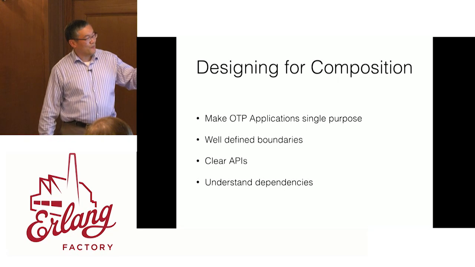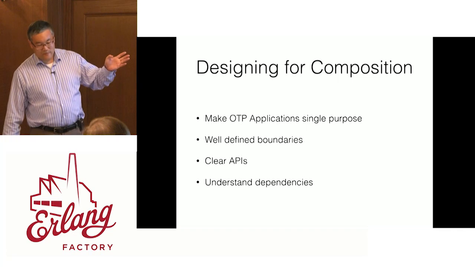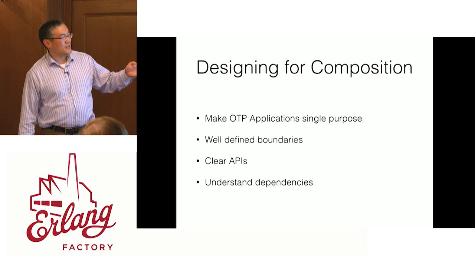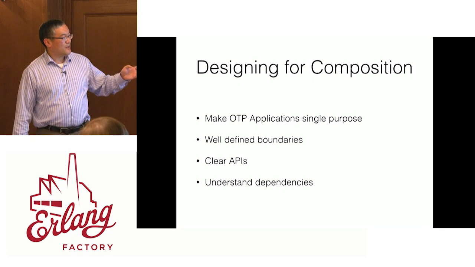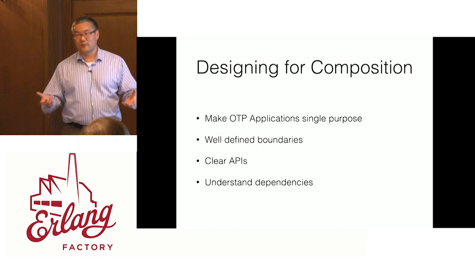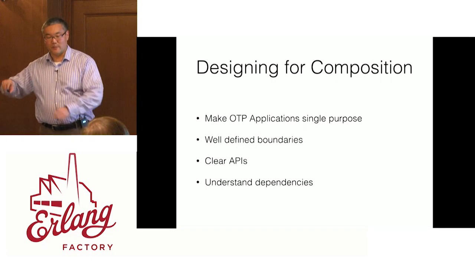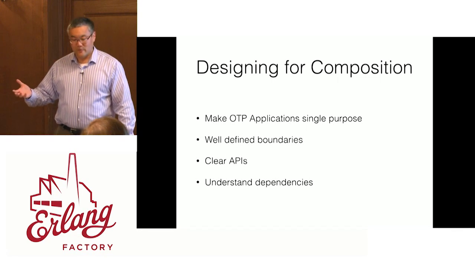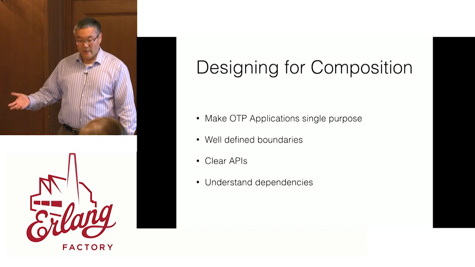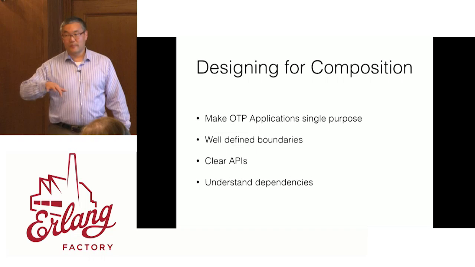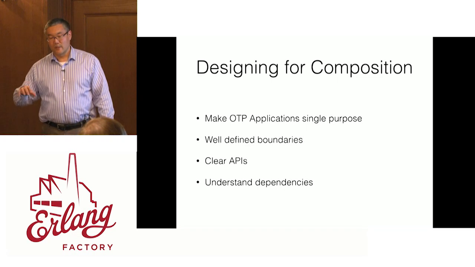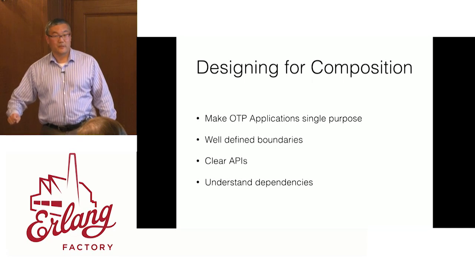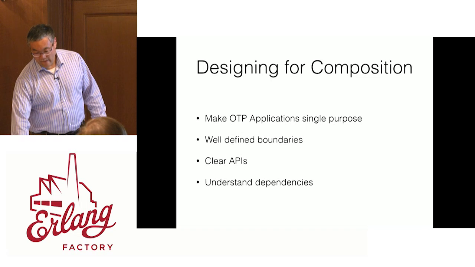But what's helpful is to basically follow good design practice, right? We want the OTP applications to be single purpose. They should have very well-defined boundaries, right? So you don't want two applications leaking information back and forth between themselves. The API should be fairly clear on what the entry and exit points are, and we should understand how the applications are dependent on one another, so that we know what that dependency tree is. Okay, any questions? No? All right.